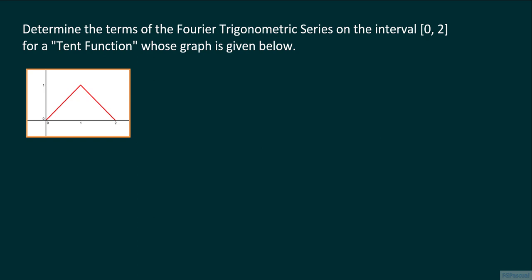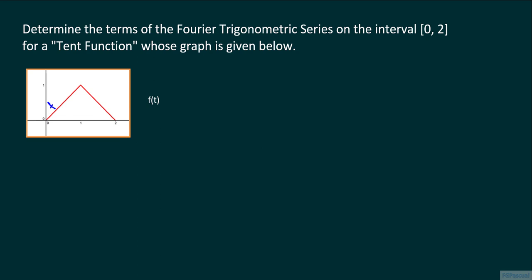In this lecture, we illustrate how to calculate the Fourier trigonometric series coefficients of a function that is given on a closed interval. The function that we will use for the example is sometimes referred to as the tent function. It is a tent function that is defined on the interval from 0 to 2. Let this tent function be the function f.